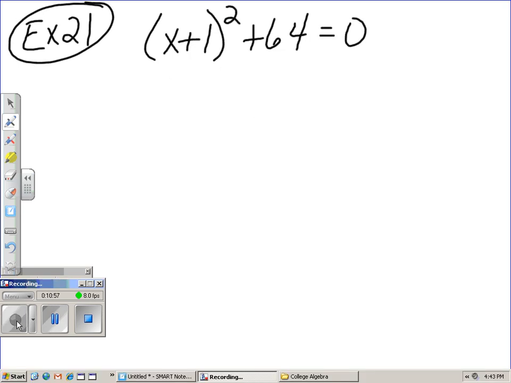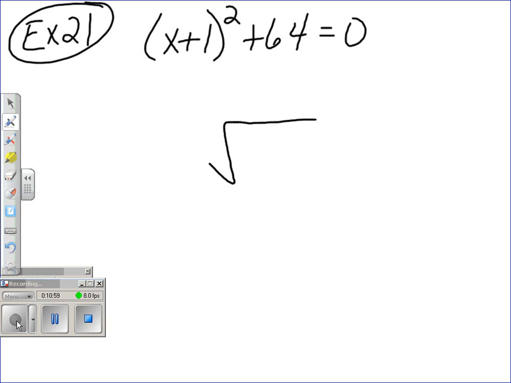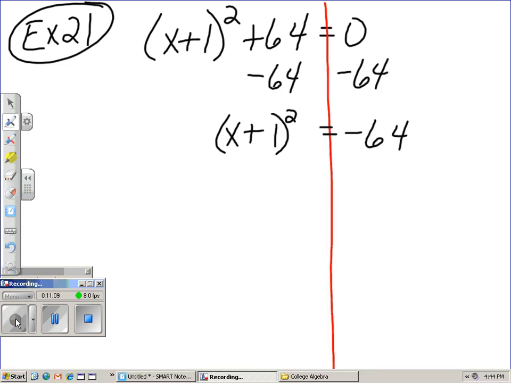All right, this one's a little trickier. Remember, we're going to square root something that's being squared. That's what's getting ready to happen. So this 64 is actually in the way. We need to move it first. And by subtracting 64 from both sides, now I have x plus 1 all squared equals -64.